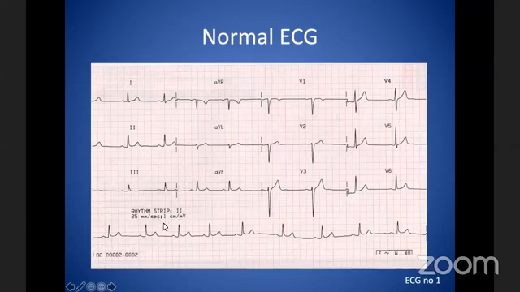So 1, 2, 3, 4, 5. 5 squares. So 300 divided by 5 is 60. The heart rate is 60. And the reason for that is 5 squares is 1 second. So if every QRS complex is coming after 1 second, the heart rate will be 60. It slightly varies here, you can see, but then it goes back to 60.